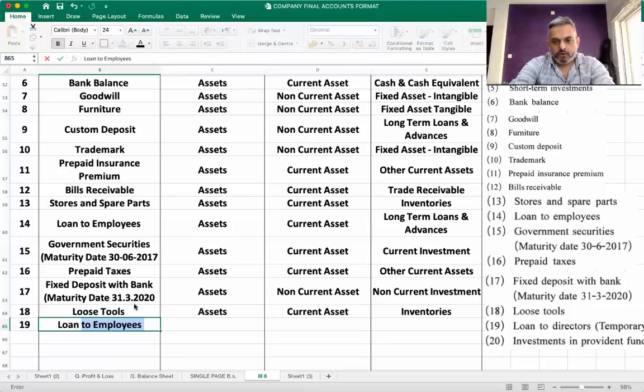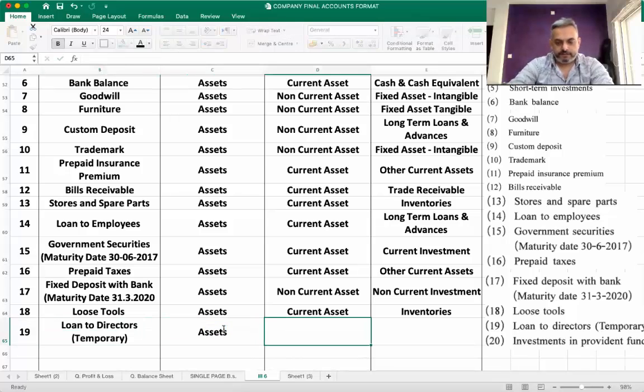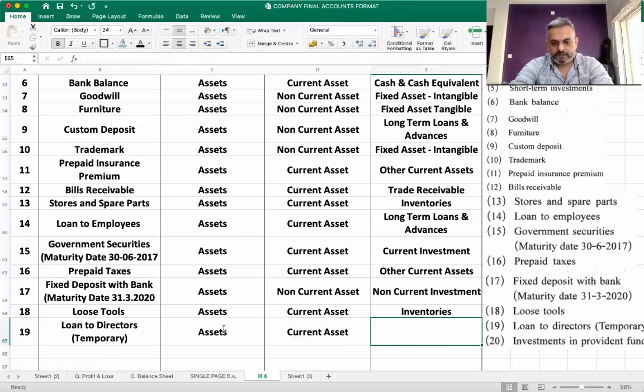19. Loan to directors. Yes, the word temporary is used. Loan to directors is temporary. Assets, current assets. You have given a loan short term. So it's short term loans and advances.